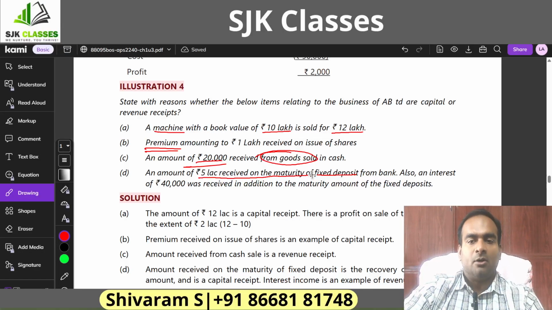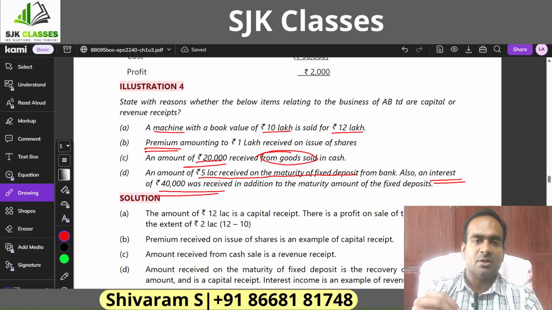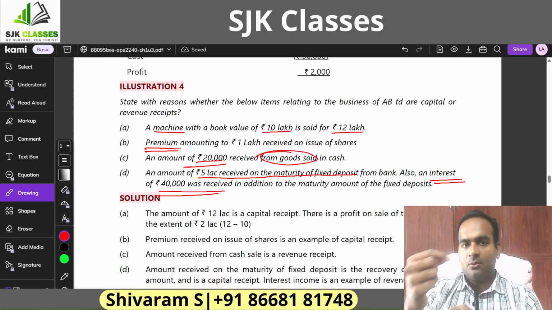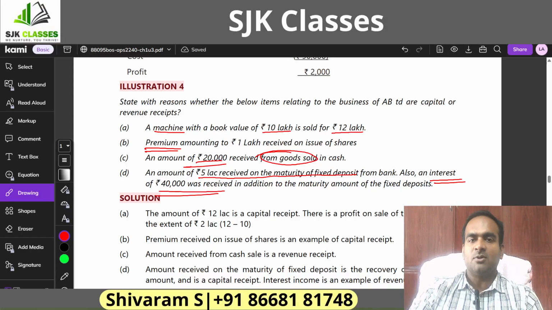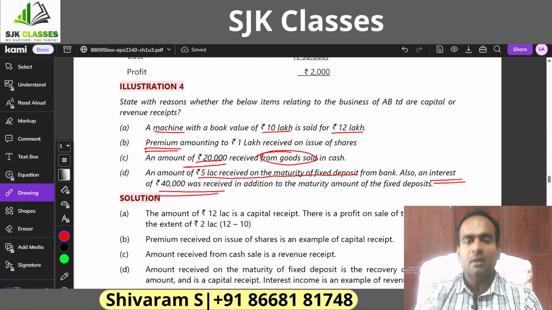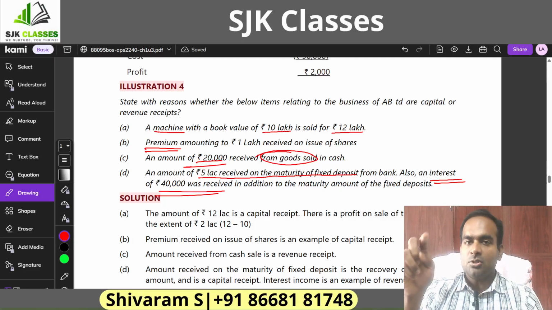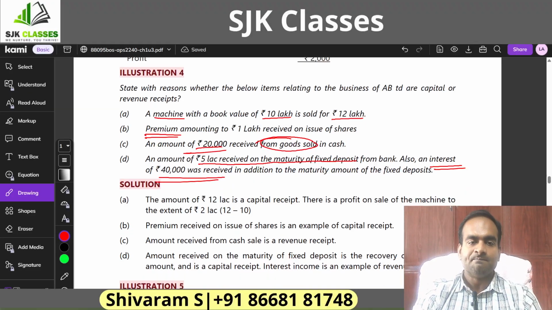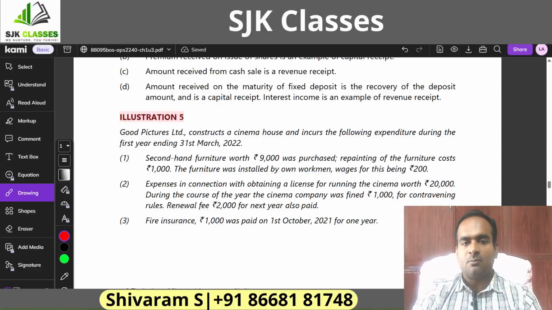And there's one more component here also. An interest of 40,000 was received. So interest is what? Interest is on a frequent basis. I'll be getting the interest generally monthly, quarterly or yearly, with some period. So interest is a revenue receipt because I'll be receiving it continuously, on a frequent basis. As long as the fixed deposit is there, I'll be getting the interest month on month, year after year, or every 6 months, as the case may be. So interest is a recurring transaction. Interest is a revenue receipt. Closure of fixed deposit is a capital receipt. So one is capital here, the other one is revenue.